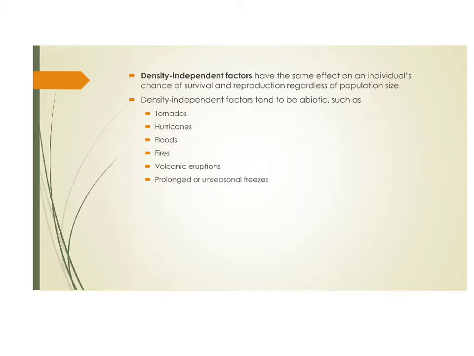Now, one thing to note is that if you do have a small population in an area and a density-independent factor comes through, like a tornado or hurricane or whatever, obviously the smaller the population is, the more chance that it has of becoming very negatively impacted by something like a natural disaster, like a tornado, hurricane, flood, and they're more prone to extinction because of that.